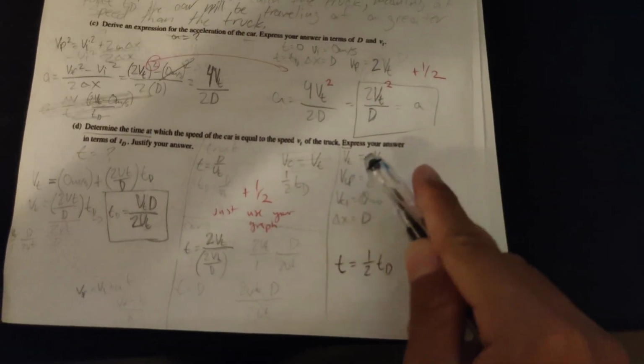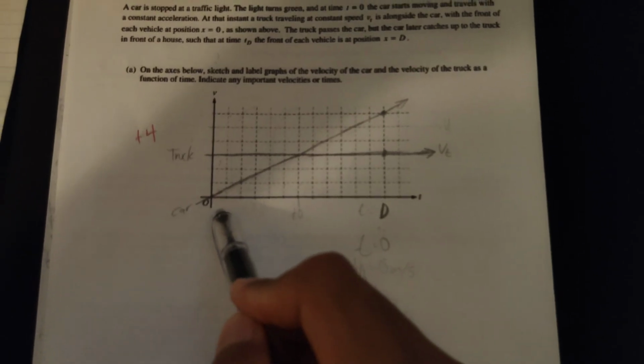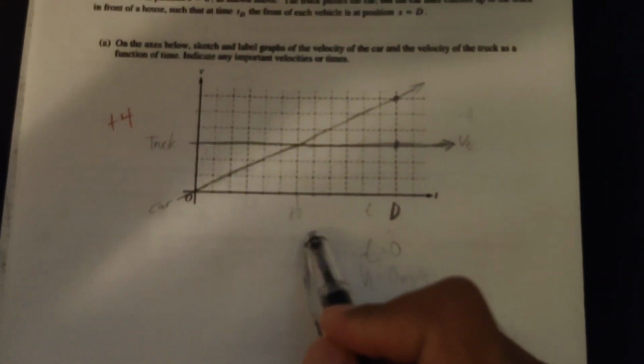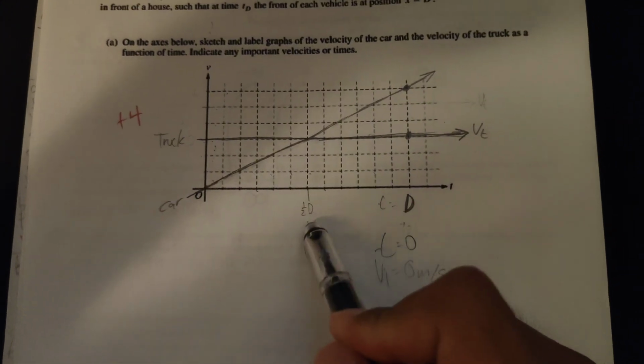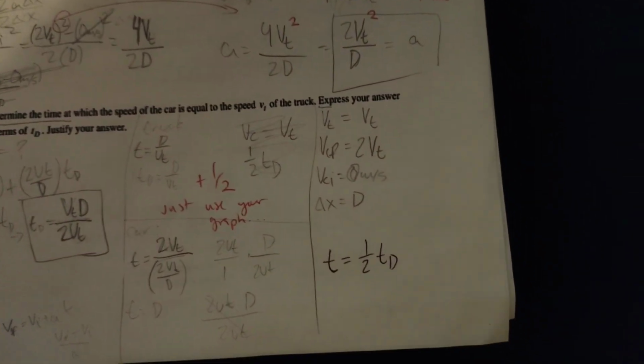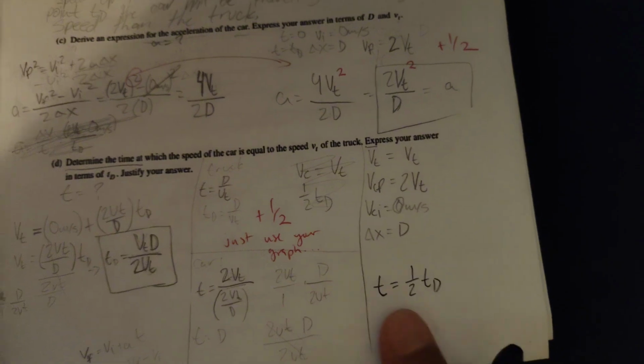And for D, it said just use your graph. Let me read the question. Express your answer in terms of TD. Determine the time at which the speed of the car is equal to the speed of the truck, which is VT. And the speed of the truck and the car is the same at 1/2 t, 1/2 d. So the speeds of the car and truck are the same at t equals 1/2 td.